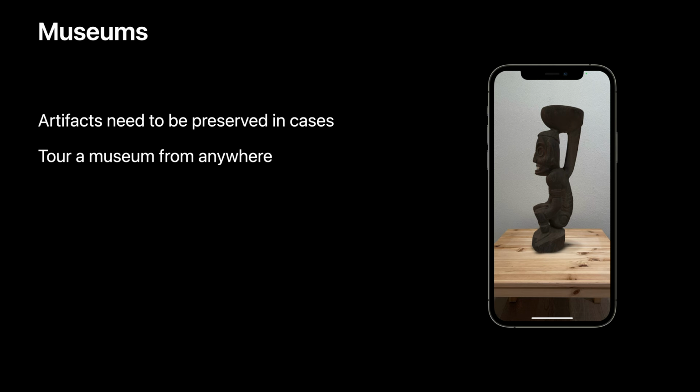Another use case is for museums. Historical artifacts are often stored in protective cases, making it difficult to view from all angles. However, by capturing the object in 3D, viewers can see and interact with a detailed virtual representation of the artifact on their own device. Not only does AR Quick Look allow you to tour museums remotely, but it can also enable new forms of in-person exhibits that can only be experienced in a virtual world.